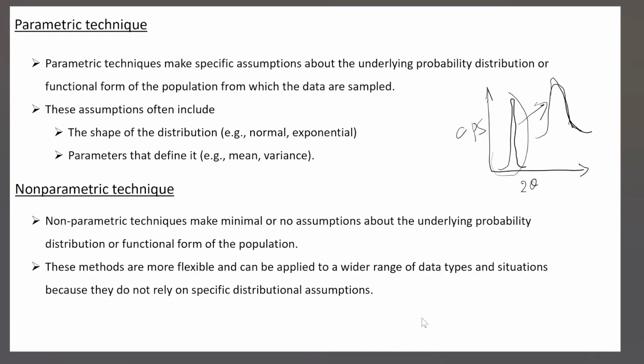These methods are more flexible and can be applied to a wider range of data types. Because if I get a function where this peak is coming, and next I get some other variation like this, some other data together, this cannot be fitted with the Gaussian function. So in that case, it fails. But non-parametric techniques also account for this kind of variation and fit accordingly.